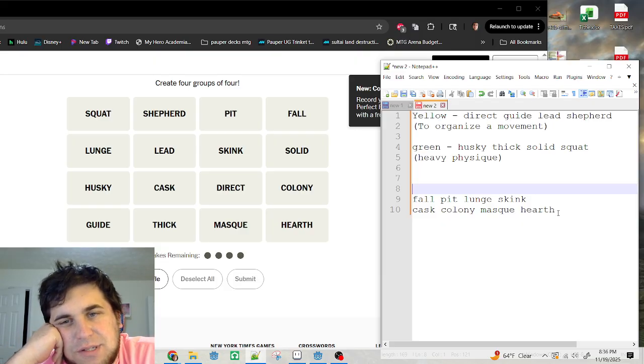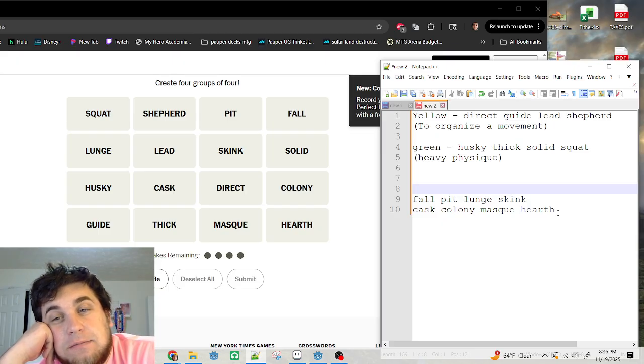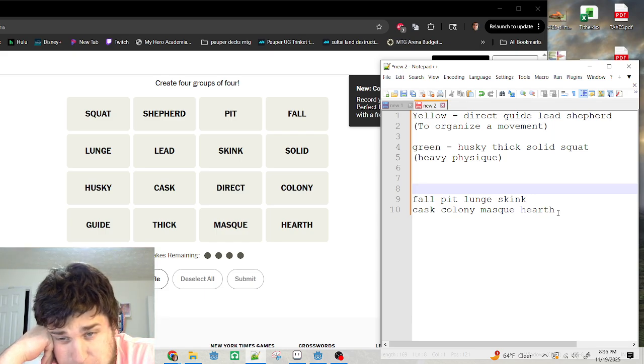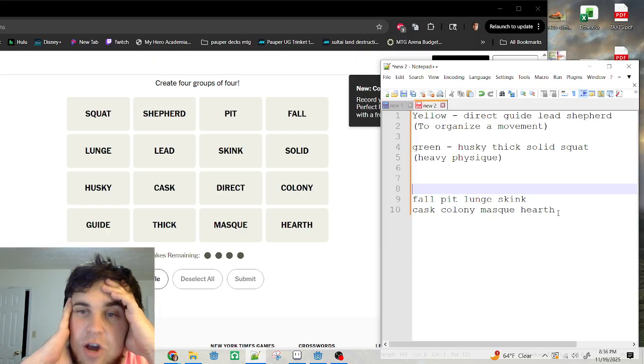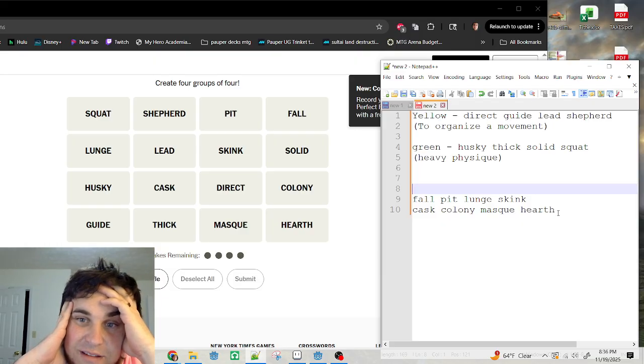Pit viper, skink, hearth. Oh, wait. No. Unless. I should explain where my head's at. I was like, hearth has earth hidden in it. And then I was like, could there be planets in the other ones? And I'm not seeing that. So that's not really working out.